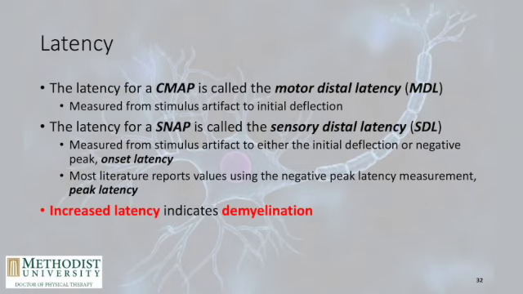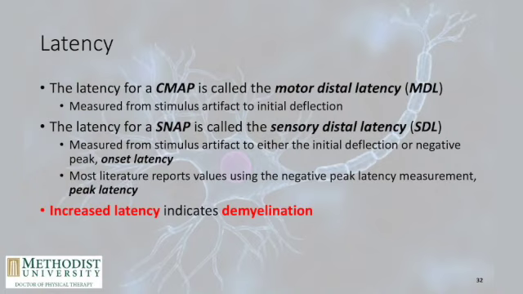So now the latency for a CMAP is called the motor distal latency, and that's going to be measured from the stimulus artifact, so basically where the stimulus comes from, to the initial deflection, or in other words, where the muscle actually reacts. The latency for a SNAP is the sensory distal latency. So basically what we're looking at here is if we have an abnormally large latency, what that's really showing is that there is a demyelination in the nerve.